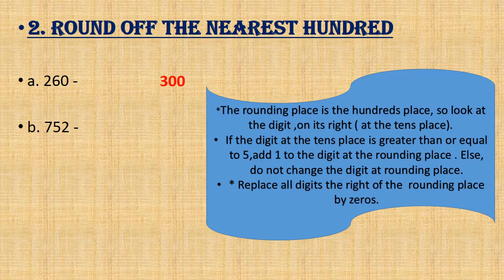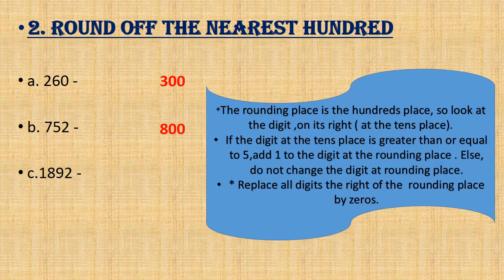Part B, 752. Here, the digit in hundreds place is 7. The number to the right of it is 5. So we will increase it by 1. So our answer will be 800.